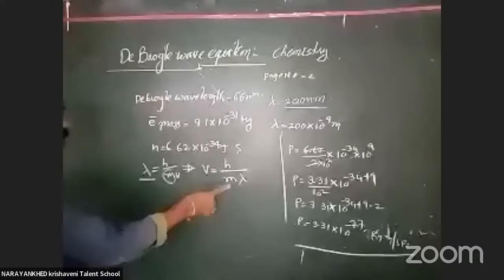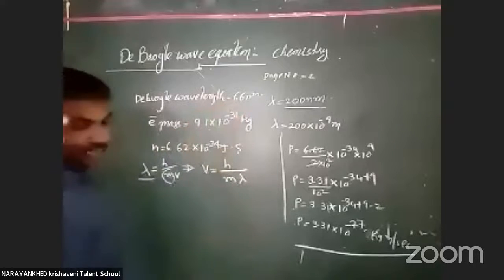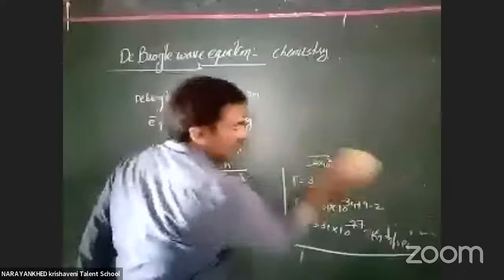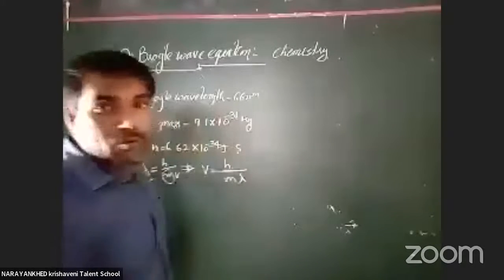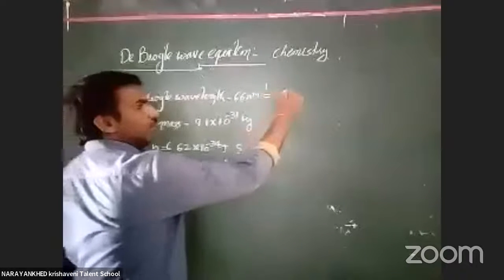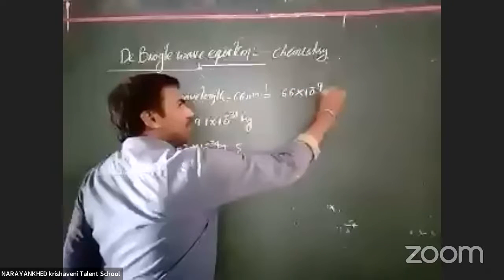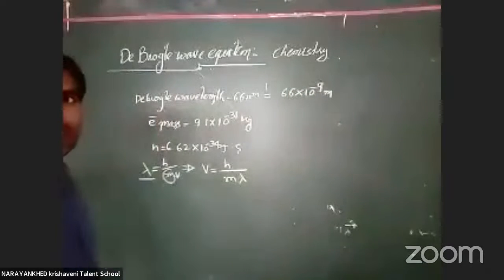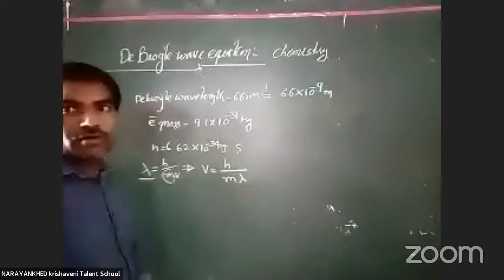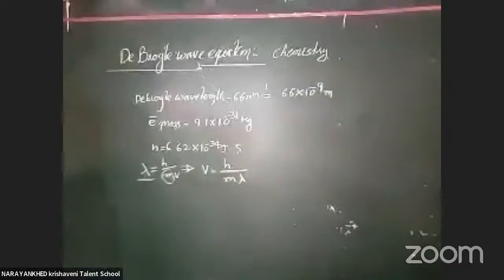Now substitute the m value, and for lambda, 66 nanometer is given. You know very well already, so many times I have given you this information: you have to convert every value into the same system. For 1 nanometer, how many meters? 10 to the power of minus 9 meters. 1 nanometer is equal to 10 to the power of minus 9 meter. These values you have to substitute here.